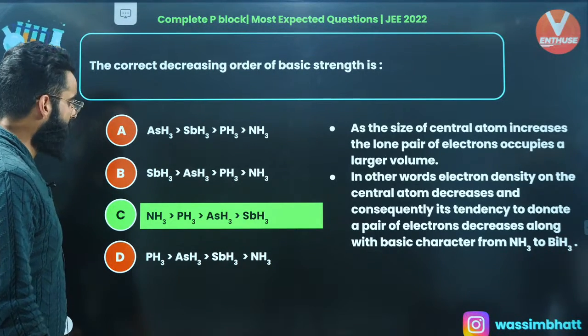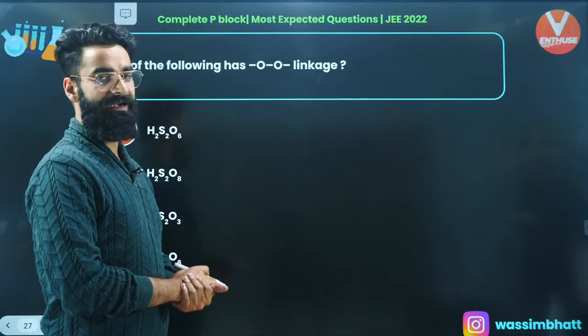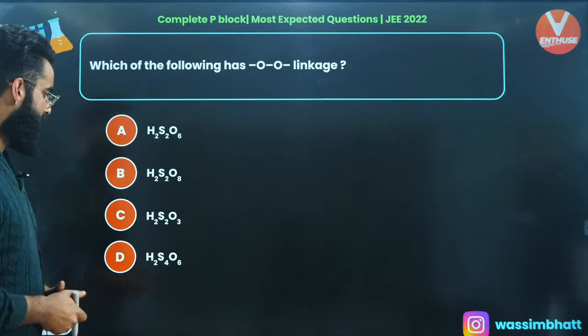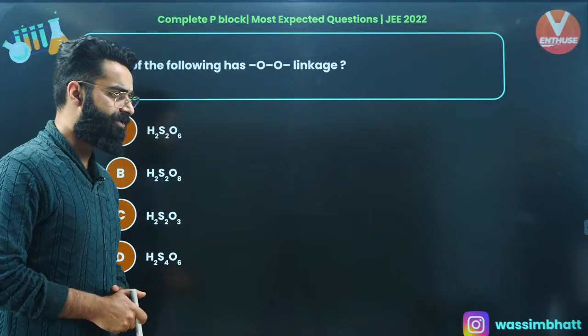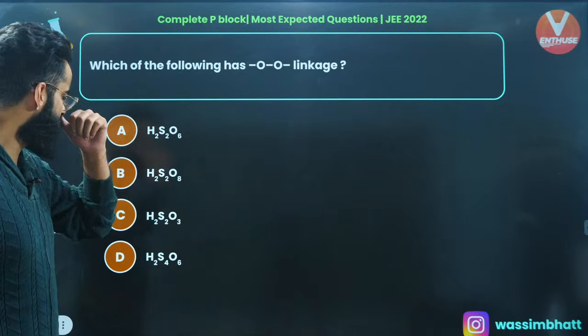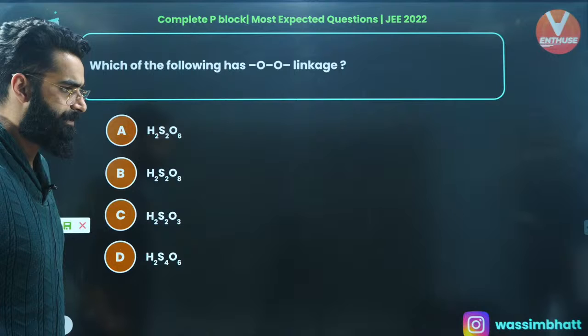I'm quickly moving on to one more. Which of the following has peroxide linkage? Where do you see the peroxide linkage among all of these? I would want your answers in the chats. What do you think? Is it going to be H2S2O6, H2S2O8, H2S2O3 or H2S4O6?